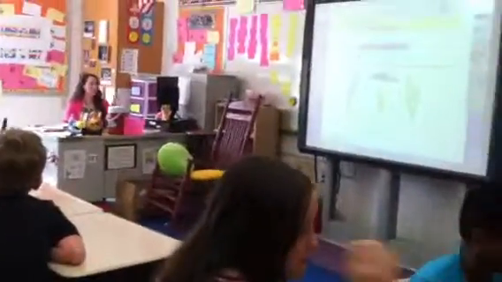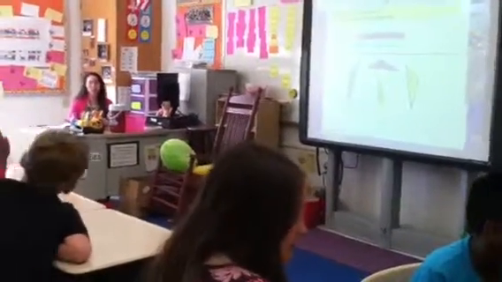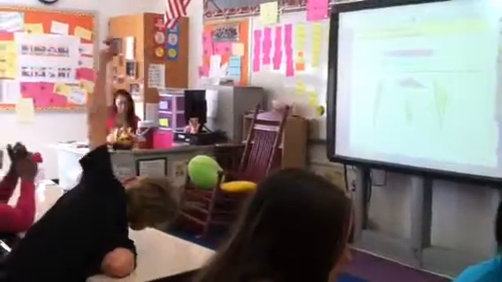Okay, 5, 4, 3, 2, 1. So we know that these are all triangles, so we know they all have 3 sides and they all have 3 angles. We already discussed that. But what makes these triangles have something in common? Or maybe more than one thing in common? Alex, what's one thing you guys said?